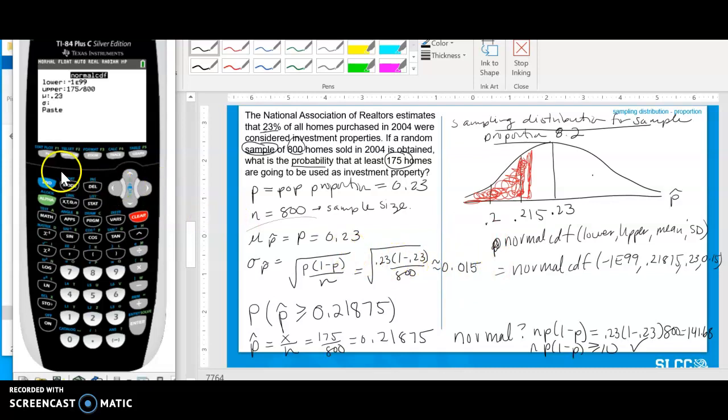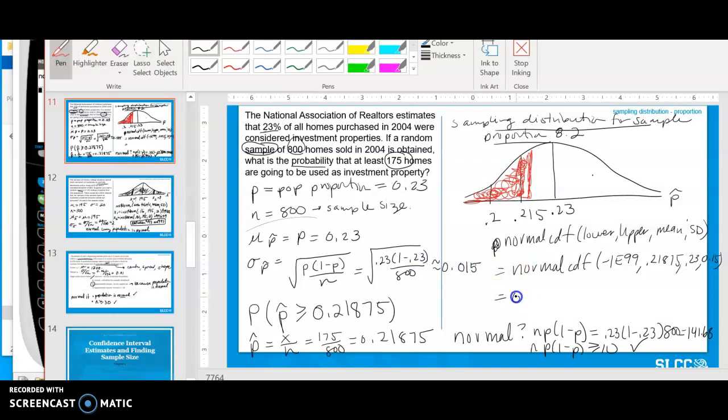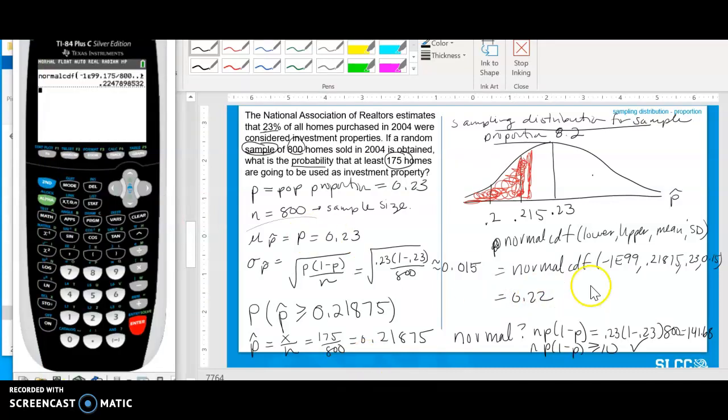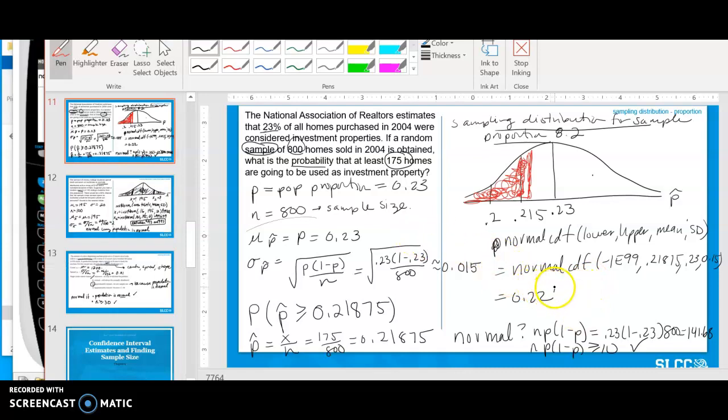So I'm going to actually just plug in the square root of 0.23 times 1 minus 0.23 divided by 800, and then close the parentheses because that's all underneath the radical, and then I paste that, and I get 0.2248. Okay, and that is your answer.